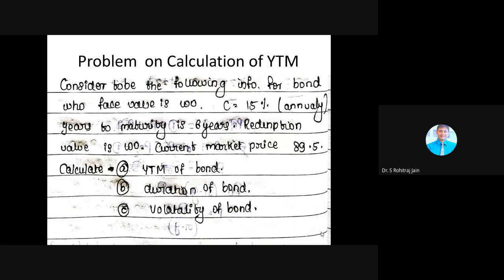I'm repeating once again. Consider the following information for the bond whose face value is how much? 100. The coupon interest paid on that bond is 15%, annually. That means the coupon interest is paid once in a year. And then years to maturity is 6 years. Redemption value is 100. Current market price is 89.5.